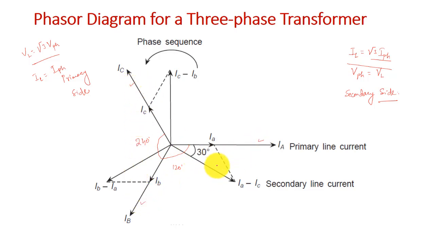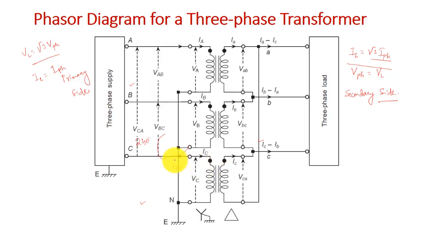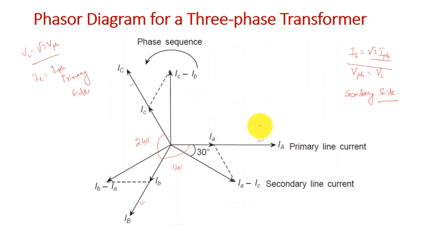So now I will start from the primary side current. On the primary side I have represented the current with a capital letter, that is IA, and on the secondary side I have represented it with small letters. A, B, C are small letters, right. So this is your primary current IA, and this is your secondary current which will be induced in the secondary side.